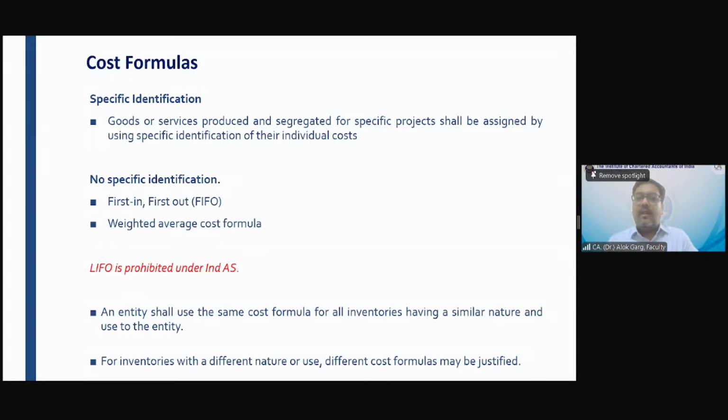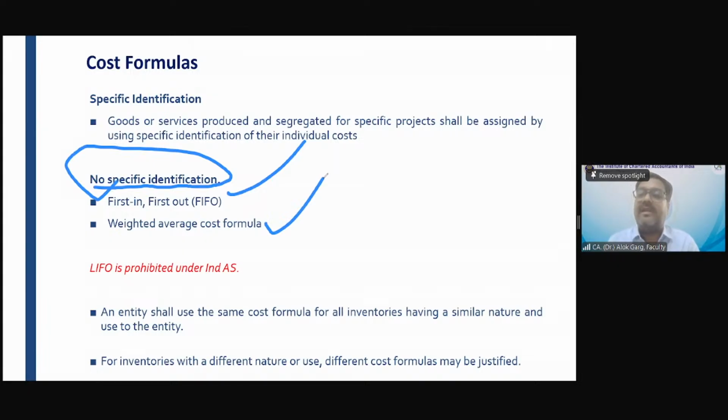Will he be able to identify? Of course, no. So if there is no specific identification, then which cost formula will be there? FIFO and weighted average cost formula. First in, first out. He will assume whatever was the first lot has been sold out. Okay, first in, first out, or weighted average cost formula.